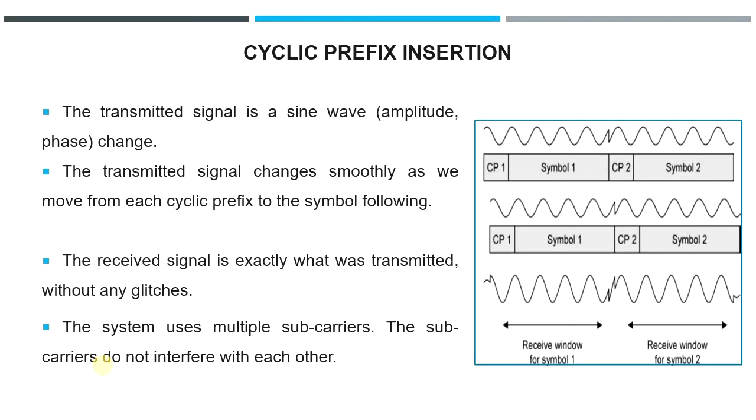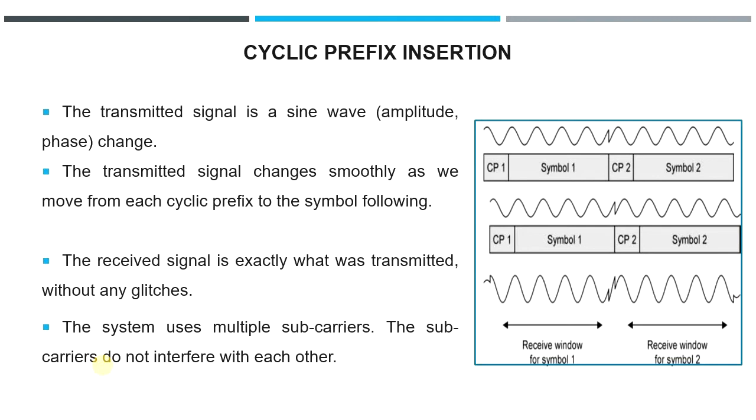The received signal still changes smoothly at the transition from a cyclic prefix to the symbol that follows. The receiver processes the received signal with a window whose length equals the symbol duration, and discards the remainder. If the window is correctly placed, then the received signal is exactly what was transmitted, without any glitches and subject only to an amplitude change and phase shift.